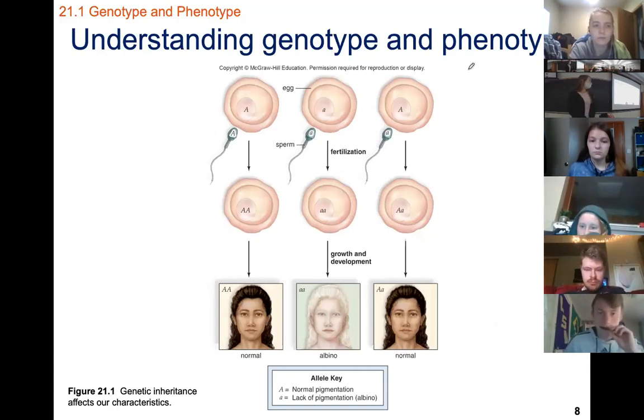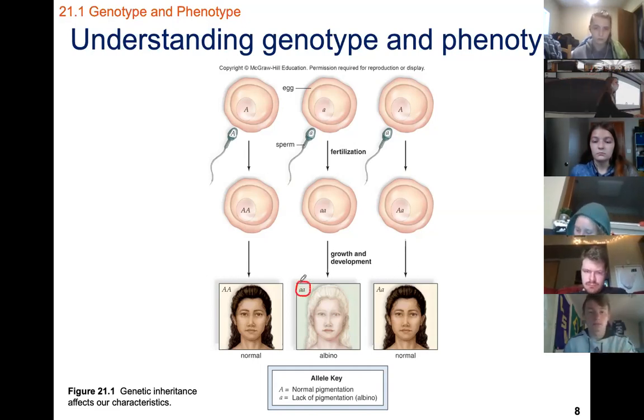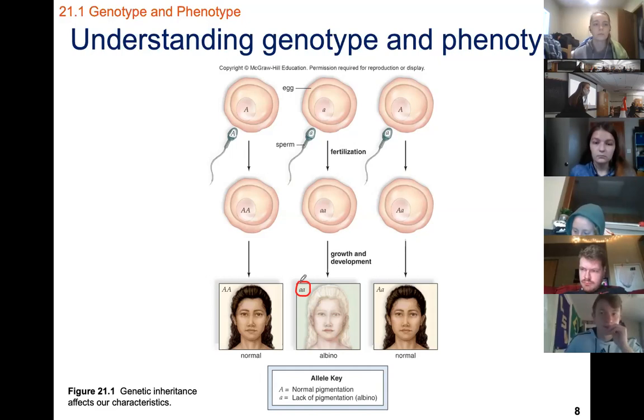So here's a picture of a sperm and an egg cell, and you have a trait here for albinism, and this is a lack of pigmentation. You've maybe seen some pictures of animals before that are albino. I'm on page 454 if you're trying to follow along in the book. So it says that genetic inheritance affects our characteristics. So whether or not you're normal or you have albinism, being normal is a dominant trait. So if you are albino, you have recessive alleles. The way I can tell that is right here at the bottom of the picture. You guys can kind of see that here.